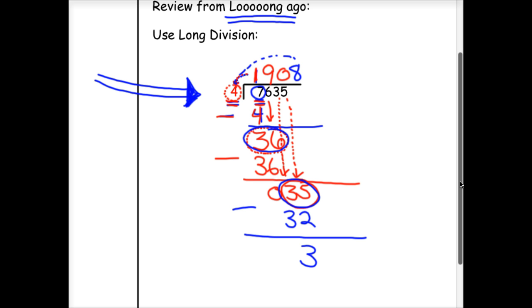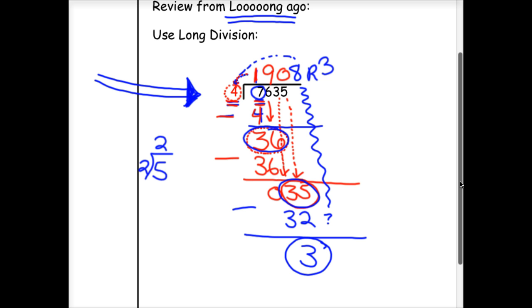When I'm down here and I'm at 3 and I'm all out of stuff to drop down, there's nothing left, then when you're first taught this, you're taught to write that as a remainder. And you would write R3. But then when you got a little older, when I do 5 divided by 2, I get 2 R1. You would say 2 and 1/2. So really, we are going to write this as 1,908 and 3/4.